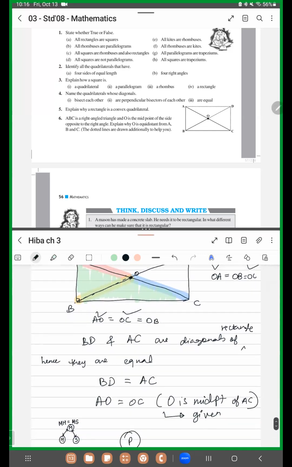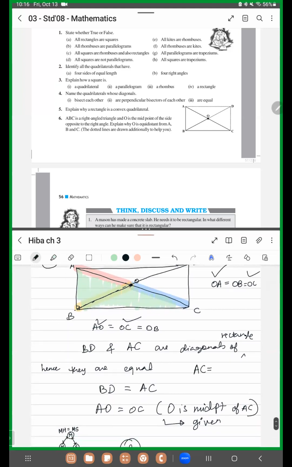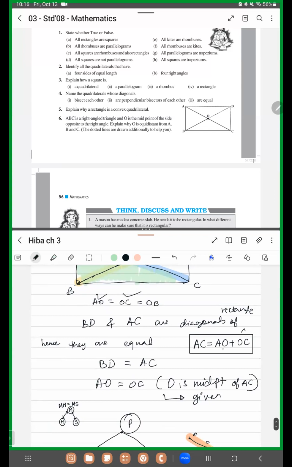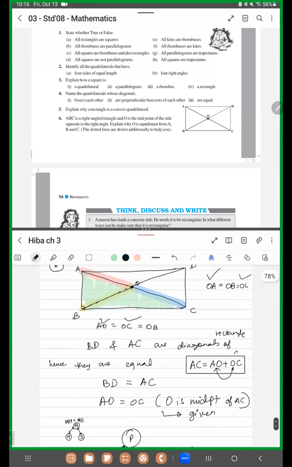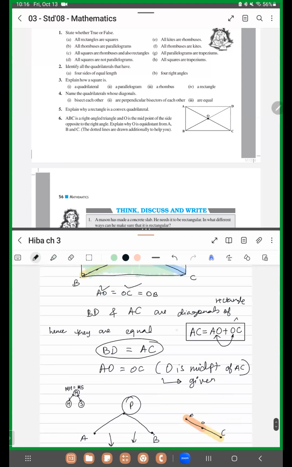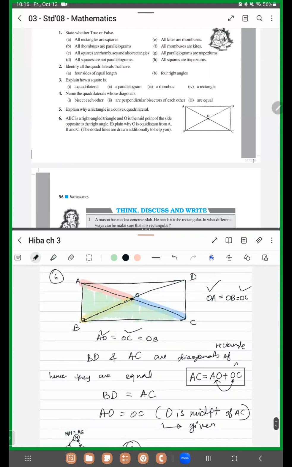So if BD is equal to AC, then what is AC? AC is basically AO plus OC, right? AC, I'm going to write it here, is equal to AO plus OC. And AO and OC are both equal because O is the midpoint. Now we have said that if AC is equal to BD, then half of AC should be equal to half of BD.